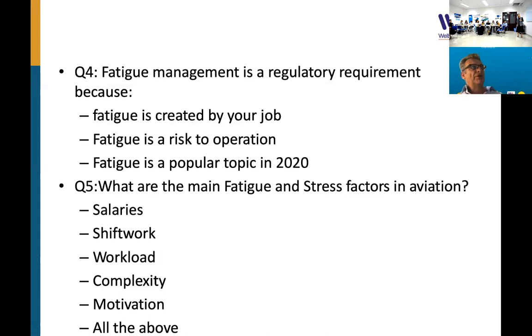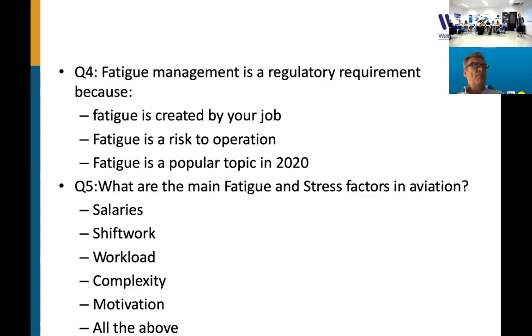So are we saying that the third option is also true, or is not true? Yeah, it's not really true, but it was a popular topic in 2020 also because of COVID-19. We have been contacted by a lot of airlines because they are struggling, because the duty time has changed. A lot of things have changed. People have been stressed. They have to be retrained, and the exposure to fatigue was probably very high in 2020 because of COVID-19.